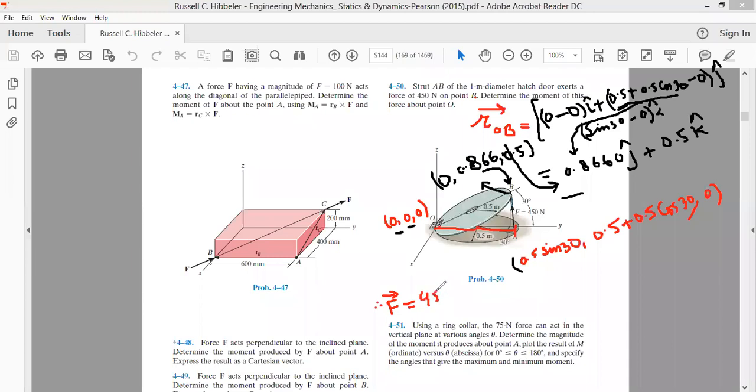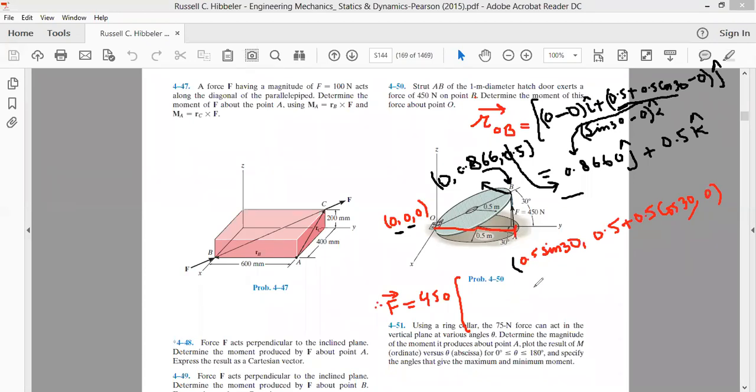So we'll write this as 450 Newton multiplied by the unit vector drawn from point A to point B. So how do we write the unit vector from point A to point B? X coordinate of point B minus X coordinate of point A along X axis, Y coordinate of point B minus Y coordinate of point A along Y axis, Z coordinate of point B minus Z coordinate of point A along Z axis, divided by the total magnitude of the vector drawn from A to B.